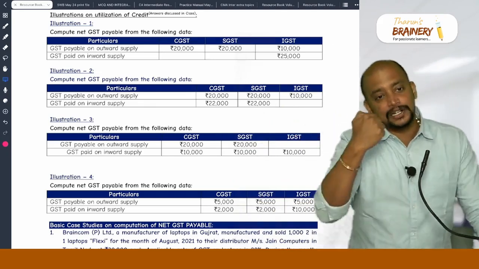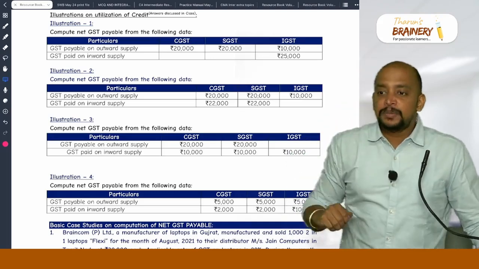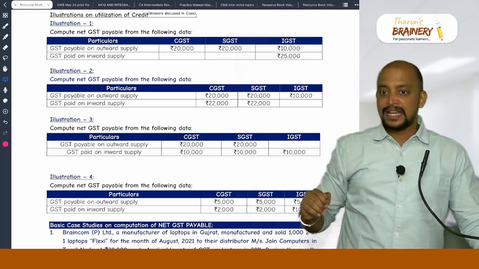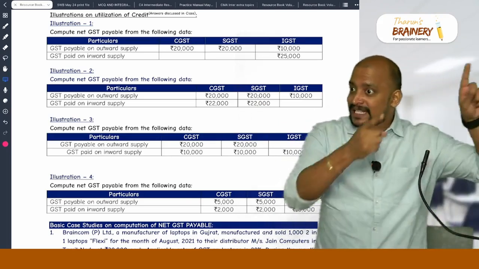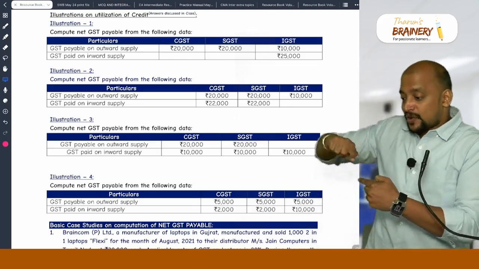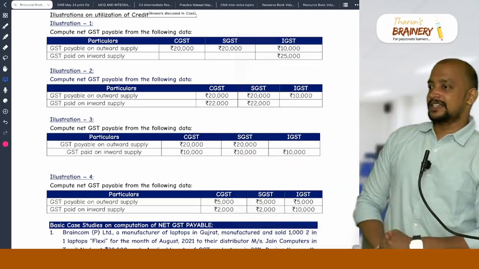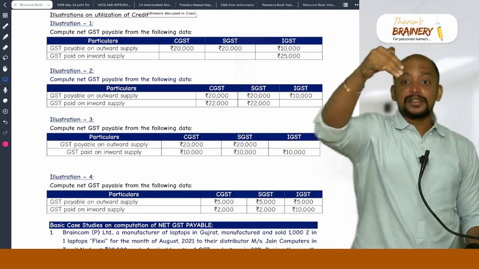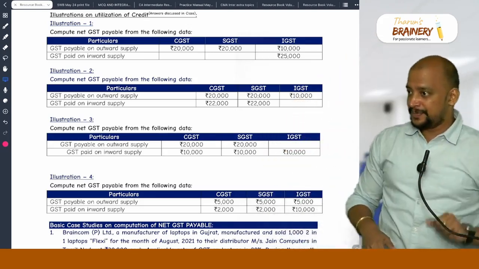Now, can I take credit of the compensation cess? No. Example, I am a person into the business of transportation of passengers. I buy a car. When I buy a car, I pay compensation cess. But on the transportation of passengers, there is no compensation cess. Are you getting this? Generally, motor car is blocked credit. But a person who is in the business of transportation of passengers can take ITC on the car.